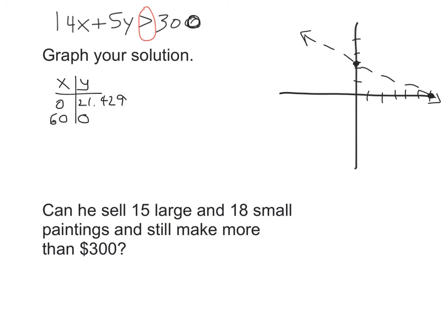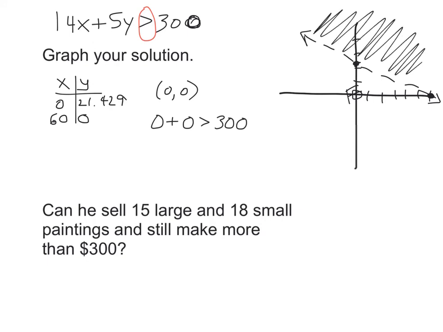And where are we going to shade? All right, again, pause the video. If I were you, I would test the point 0, 0, and decide where to shade. What you get when you put 0, 0 in is 0 plus 0 is greater than 300. Well, 0 plus 0 is not greater than 300. So we're going to shade away from this point. This point was false. So we want to shade the other direction.